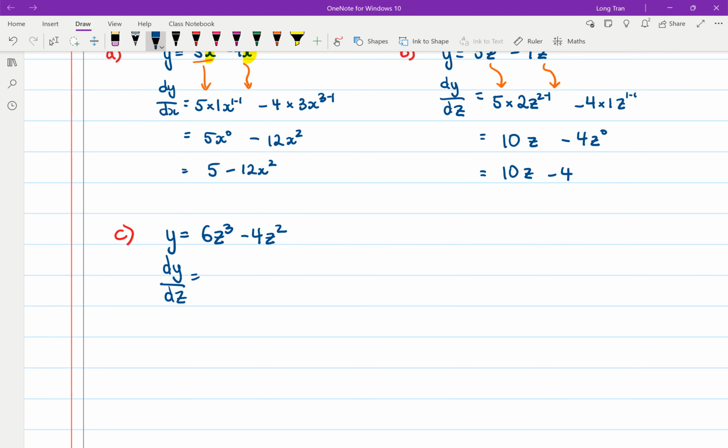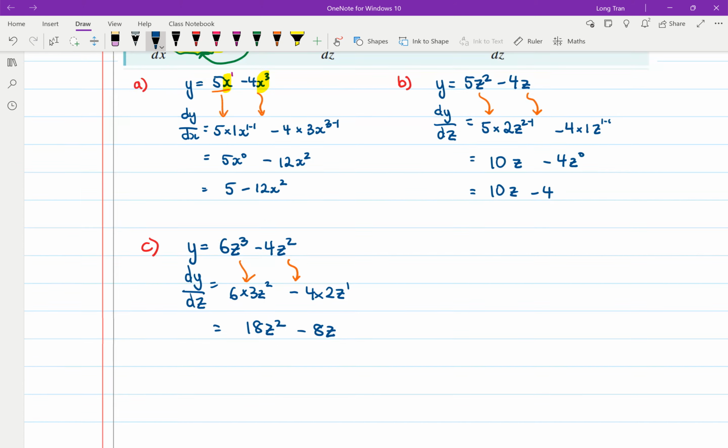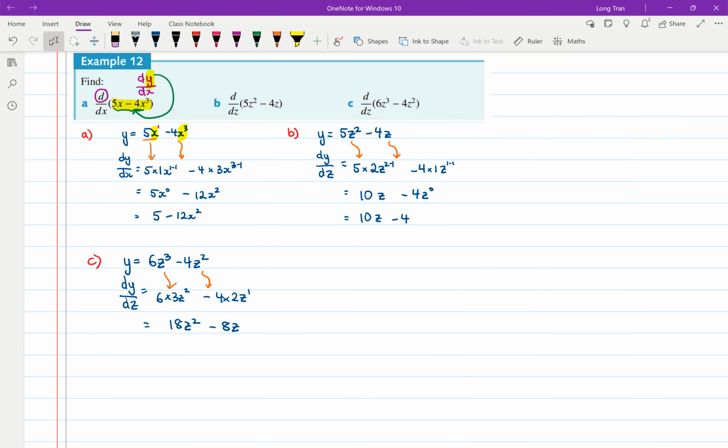what is this? Again, the 6 doesn't change. Finding the derivative of z cubed and z squared. So this gives me 6 times 3z squared minus 4 times 2 times z to the power of 1. And that just simplifies to 18z squared minus 8z. There you go. And that is the derivative in operator notation for example 12.